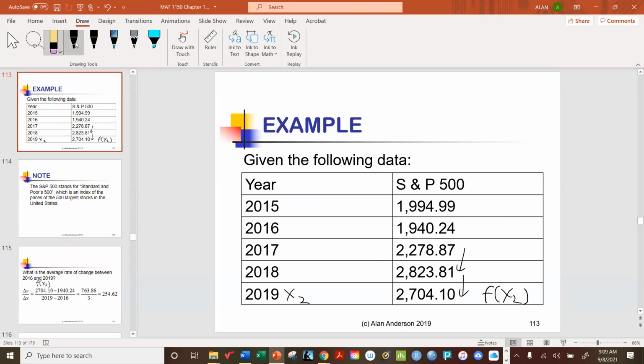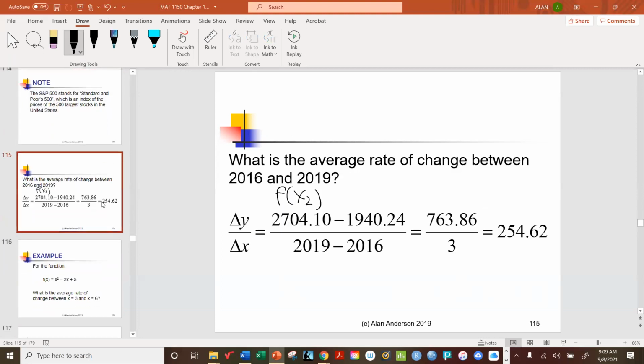So, all right, think of this as X1. This is f of X1. Okay, whatever, you get the idea. It's a 3-year change now. So that's f of X2, and this is f of X1. X2, X1. So over those 3 years, it went up by about $763.86. And so on average, it's going up about $254.62 per year during this period, that is.